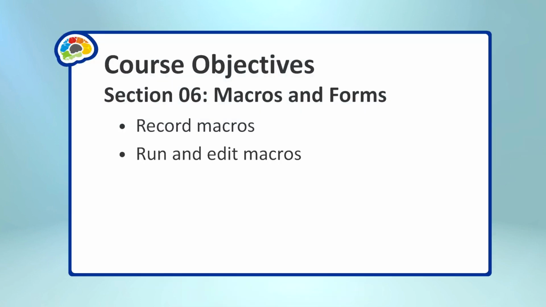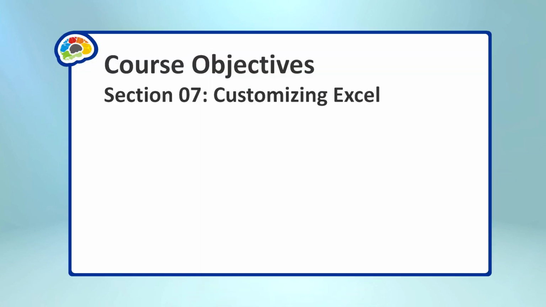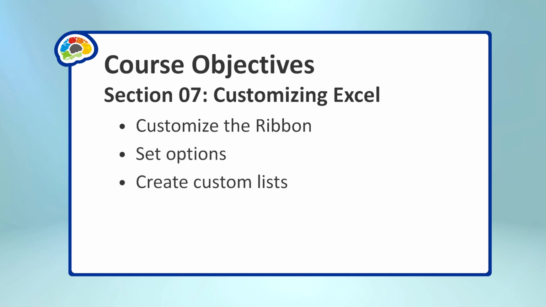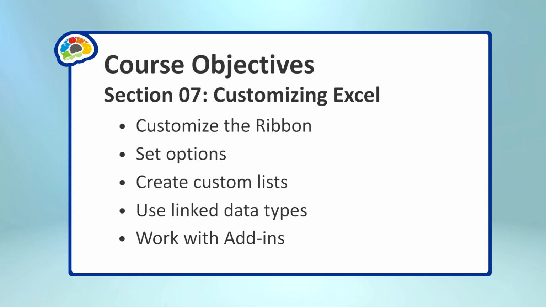Next, we'll record macros, run and edit macros, and use multiple methods to create a form. In our last section, we'll look at ways to customize Excel, including customizing the ribbon, setting options, creating custom lists, using linked data types, and working with add-ins.